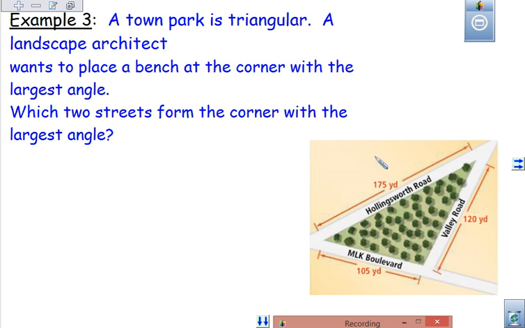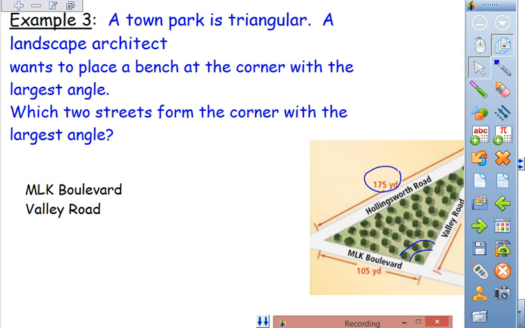Let's try a real-world problem. A town park is triangular. A landscape architect wants to place a bench at the corner where the largest angle lies. Which two streets form the corner with the largest angle? Well, the largest side is 175, so then the largest angle would be over here. So we want to be on the corner of MLK Boulevard and Valley Road.